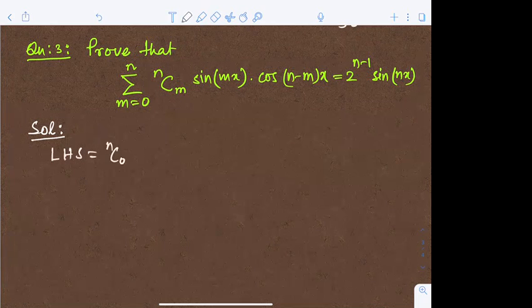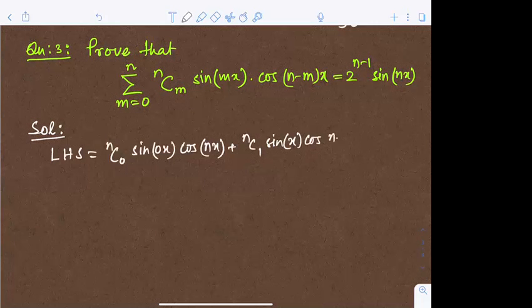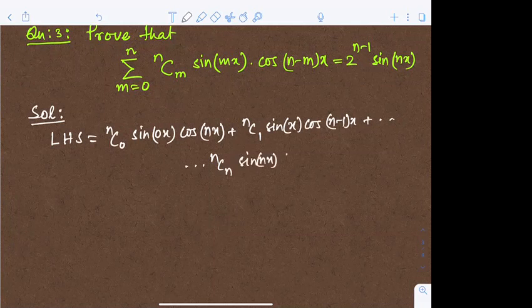So LHS is equal to nC0 sin 0x cos nx plus nC1 sin 1x into cos (n minus 1)x plus, dot, the last term will be nCn sin of nx into cos of 0.